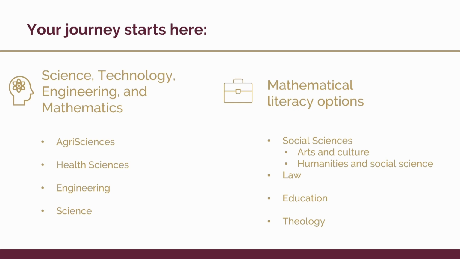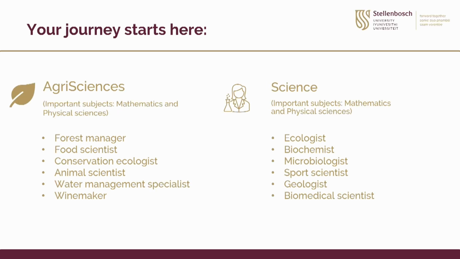And then again, the options. Here I'm just reminding you of those options, which faculties you can join with Maths Lit and which faculties you can join with pure maths. For example, if you want to join the Faculty of Agriculture or the science faculty, you can be a food scientist if you apply for a BSc in food science. Or you can apply for a BSc in earth science and become a geologist.